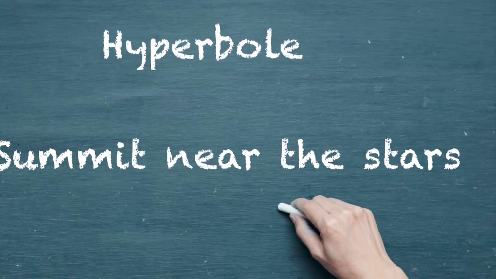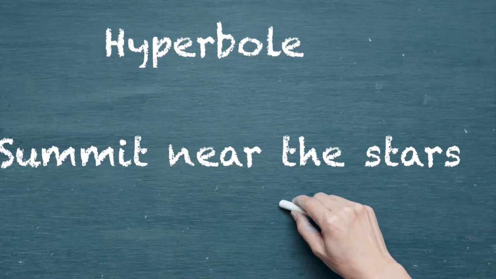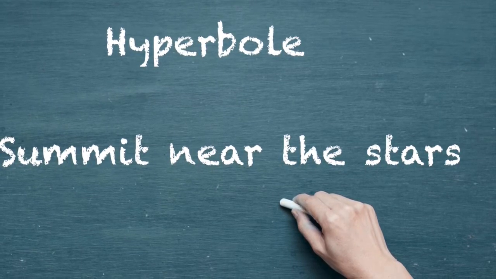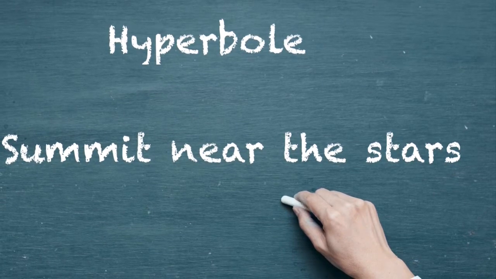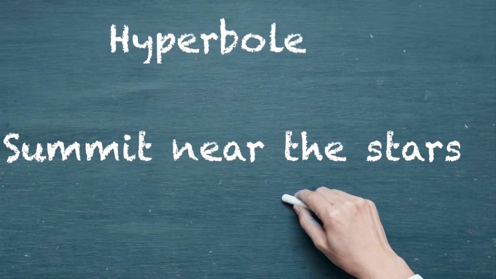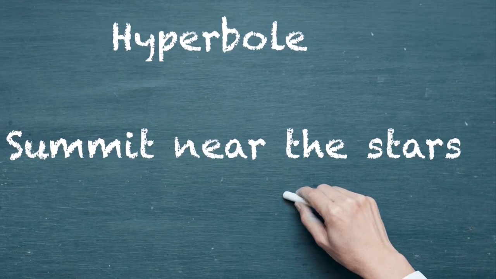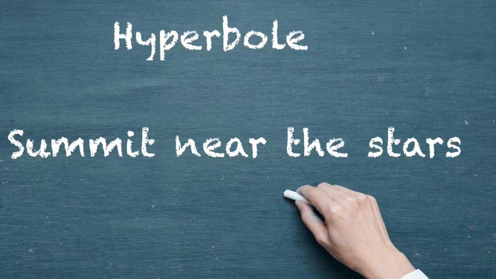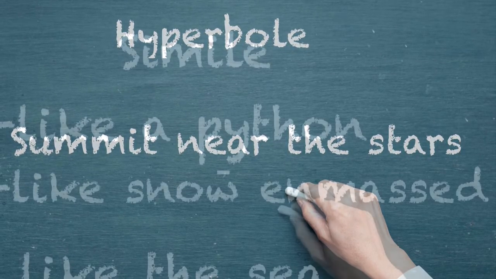The next poetic device used in this poem is hyperbole. Hyperbole is exaggerating something too much. In this poem, when the poetess wants to tell us that the tree is very tall, she says summit near the stars. She wants to say that the tree grew so tall that it almost reached the sky. It was almost near the stars. So this is a hyperbole.